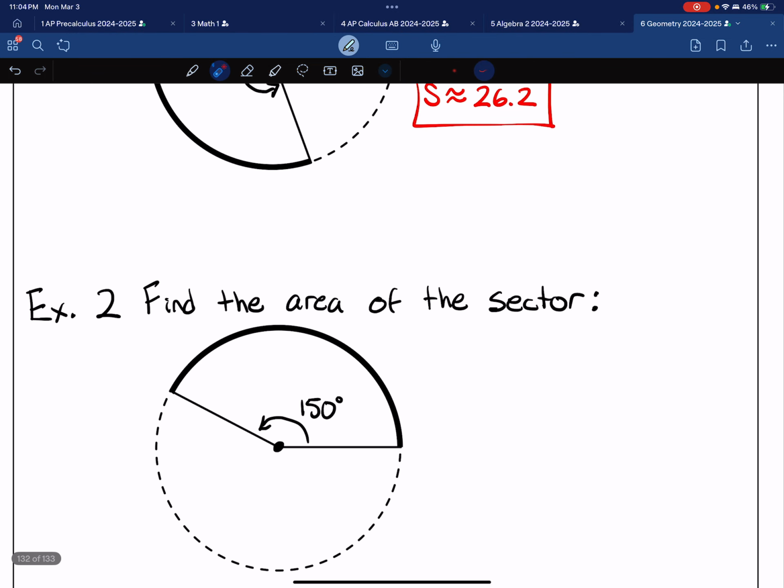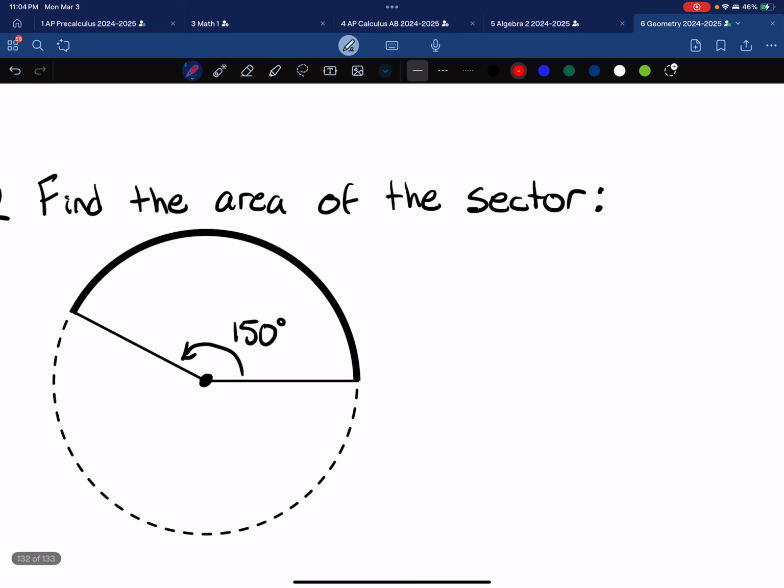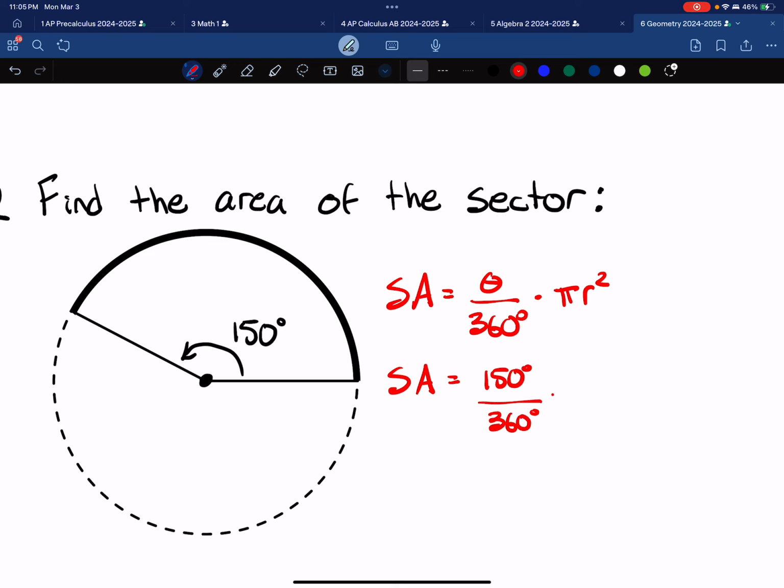In example 2, we're trying to find the area of the sector. So sector area means a piece of the area. It's almost the same formula. It's the fraction times the area. Let me write the formula for sector area. Sector area is equal to the fraction of theta divided by 360 degrees, and that's going to be multiplied by the area, which is pi r squared. So in this case, my sector area is going to be equal to 150 degrees divided by 360 degrees multiplied by pi times what's our radius. We don't have one, so let's go ahead and make one up. Let's just say we're talking about 8 feet here.